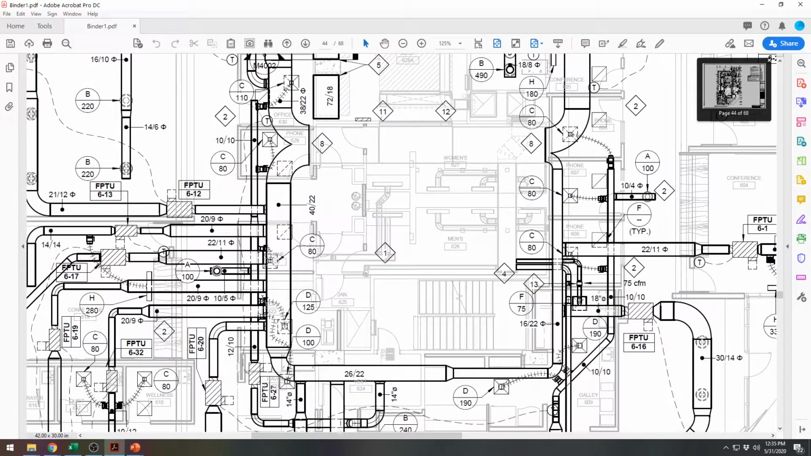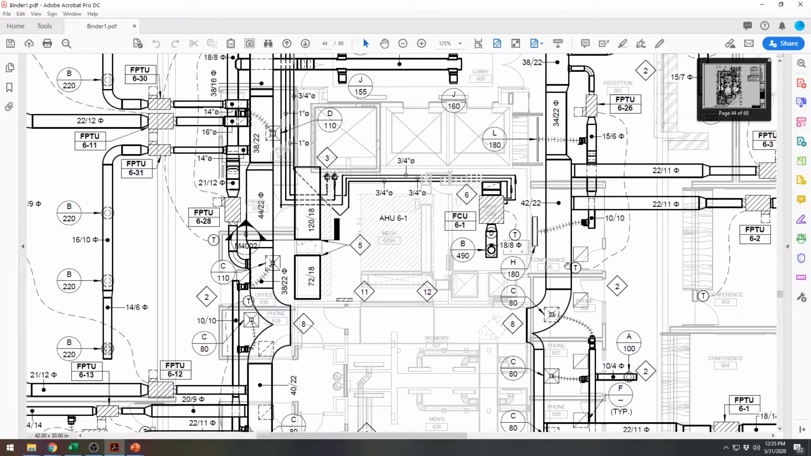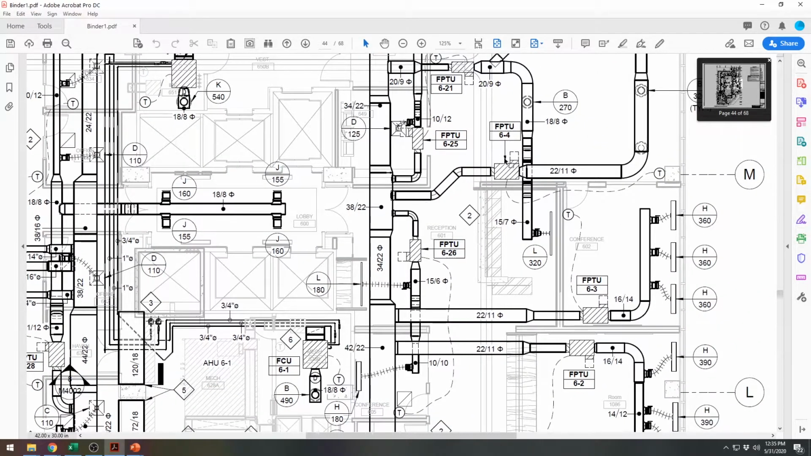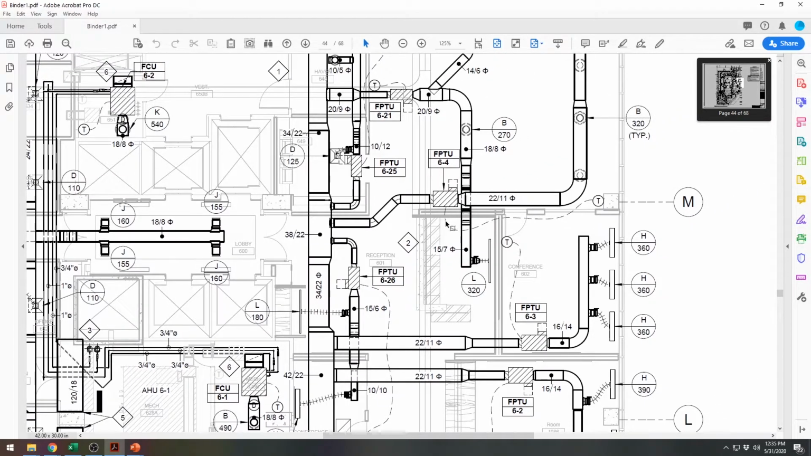So we show the trunk running around, and then the sub feeds coming off to each unit. So here's a fan power terminal unit. So basically it's controlled by this thermostat right here. And then if this area gets too hot or too cold, the thermostat will tell this unit to come on and either heat or cool the area.